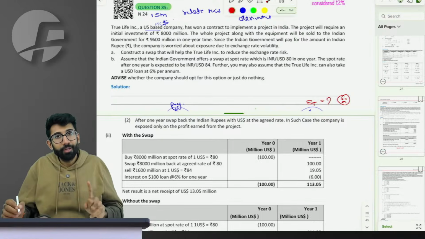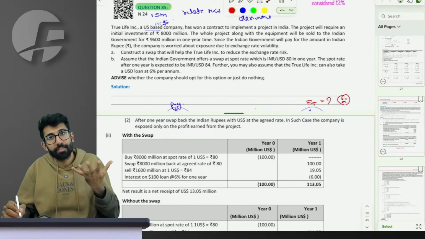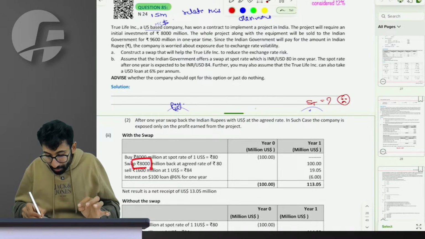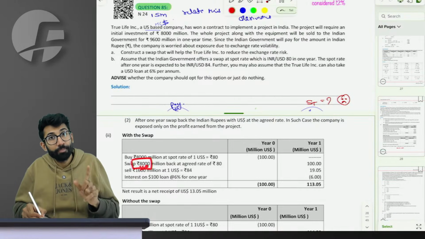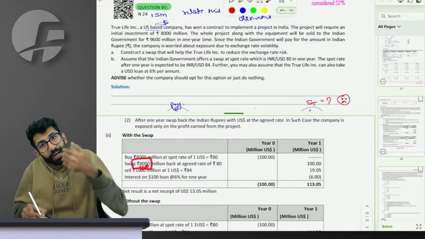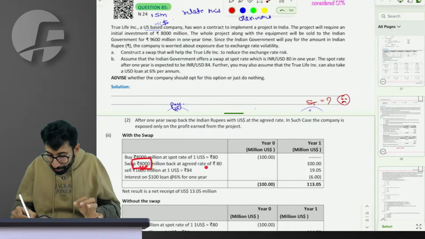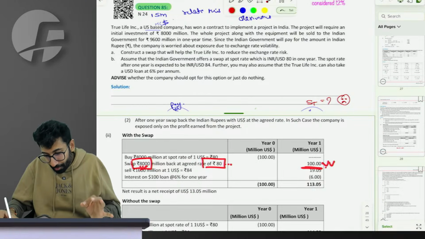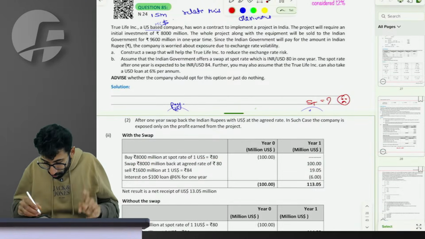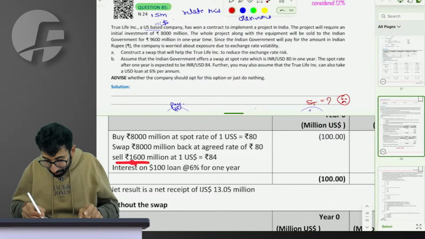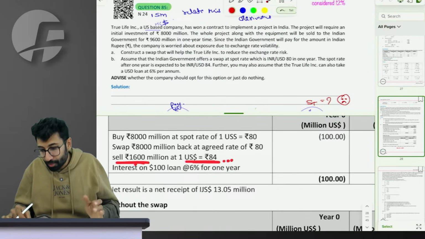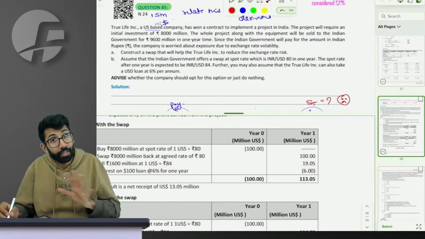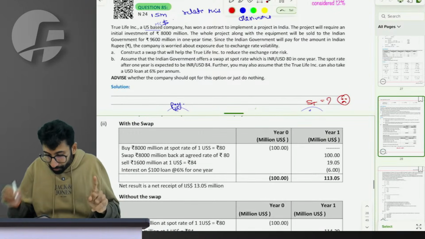Cool. After a year, when I receive back 9600, out of those 9600 rupee, 8,000 rupee I will sell back at the rate of agreed swap of rupee per $80, and I will receive my $100 back. Rest of the 1600 rupee I will sell in the spot market using the rate of 64, and I will receive $19.05. Everything is in million.